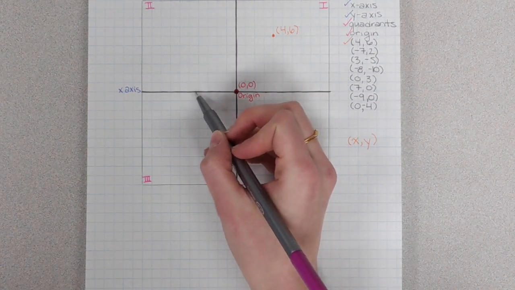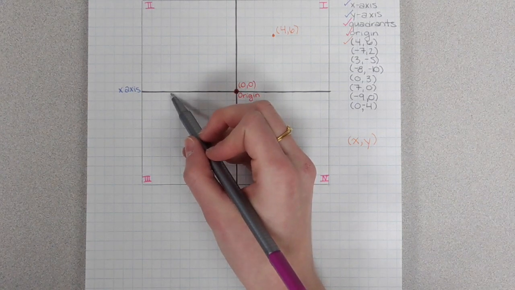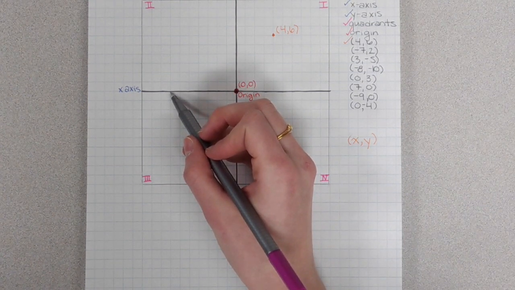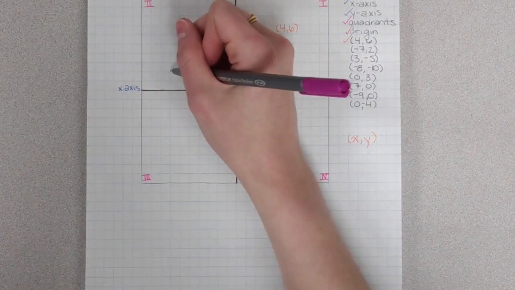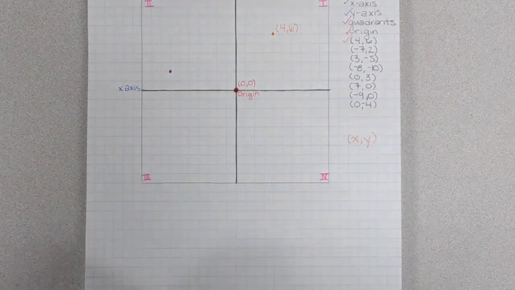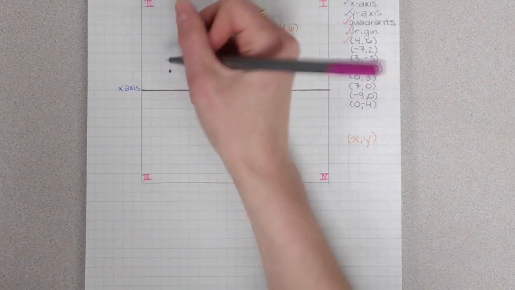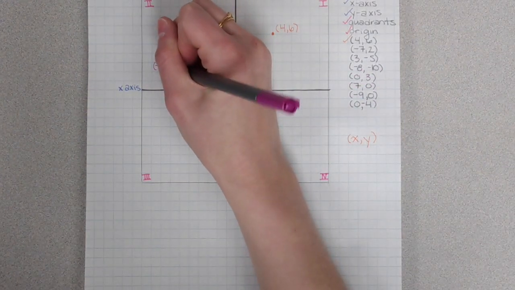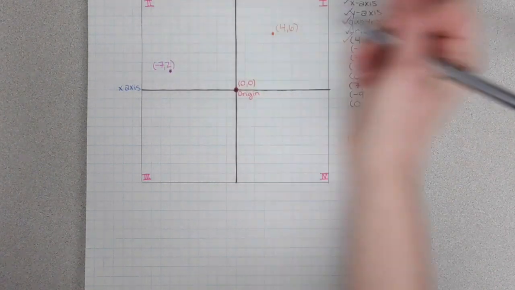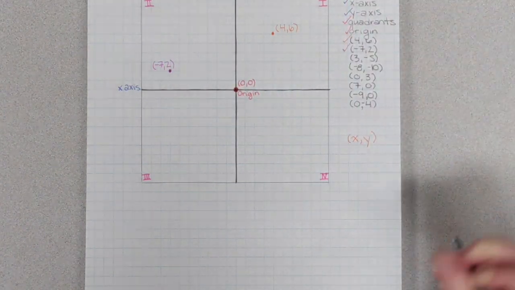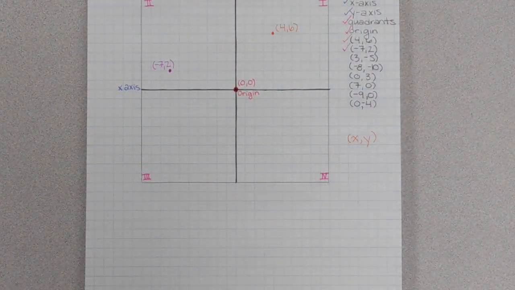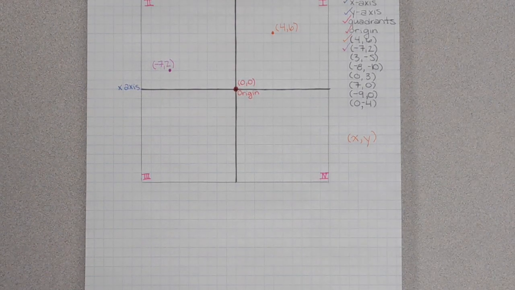1, 2, 3, 4, 5, 6, 7. That'll be -7 because I went towards the left side of my graph. And then I just have to go up 1, 2 to plot the 2 as the y value. So this guy, -7, 2. Okay, then I can do my next value, which is 3, -5.